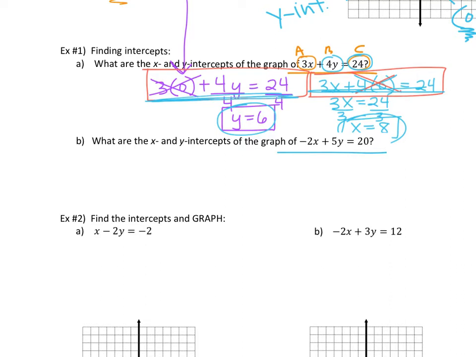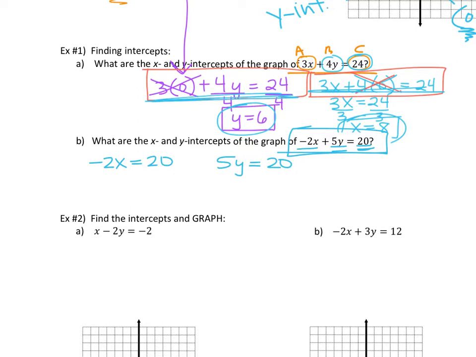X and Y. Negative 2 times 0. Okay, but without having to plug in the zeros, you can write two equations looking at this. Your two equations will be negative 2x equals 20 and 5y equals 20. Does that make sense?